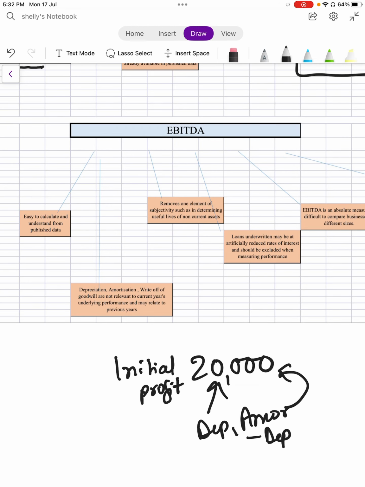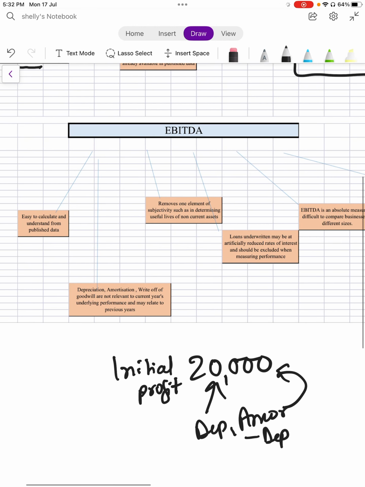When we discuss EBITDA, as we know, it is earnings before interest, tax, depreciation, and amortization. Amortization is the depreciation of intangible assets, so it is also a kind of depreciation. Tax we are not reducing. Interest we are not reducing. We are also not reducing depreciation and amortization. Obviously, it is very easy to calculate because it is coming from the published data.